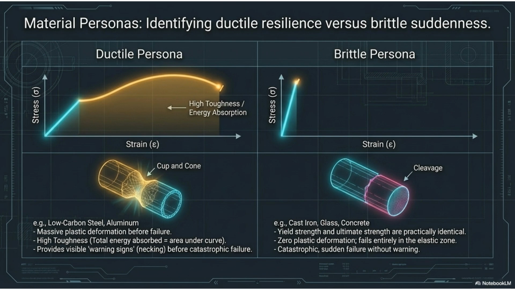Material personas differentiate between ductile resilience and brittle suddenness. Ductile materials show massive plastic deformation and visible warning signs before failure, unlike brittle materials.